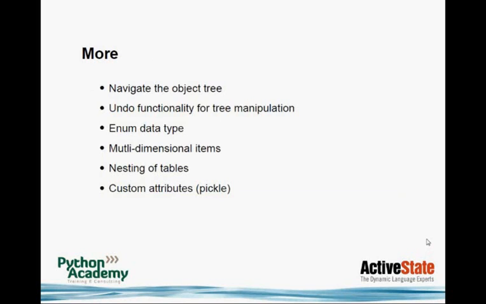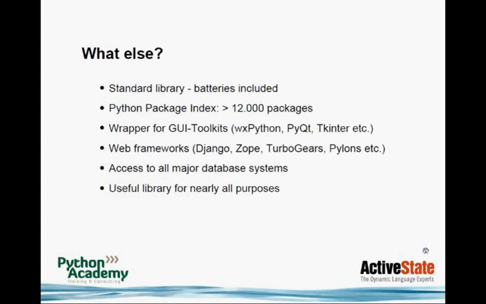So this is just scratching the surface here. You can do much more. You can navigate up and down the object tree, so you can make very sophisticated object trees, very similar to directories, and go up and down. You have some undo functionality, so you can undo the manipulation of the tree. You have an enum data type, which allows you to do enumerations, a data type that doesn't exist in Python as it is for now, but it's in there. You can use multi-dimensional items, so one item, so far we saw only a number, can be an array stored in a table. You can also nest tables, so you can have tables in tables. And you can have custom attributes, and you can even, if you like, pickle Python objects in there. Of course, if you use Python, you cannot read from other languages, but you can pickle things.